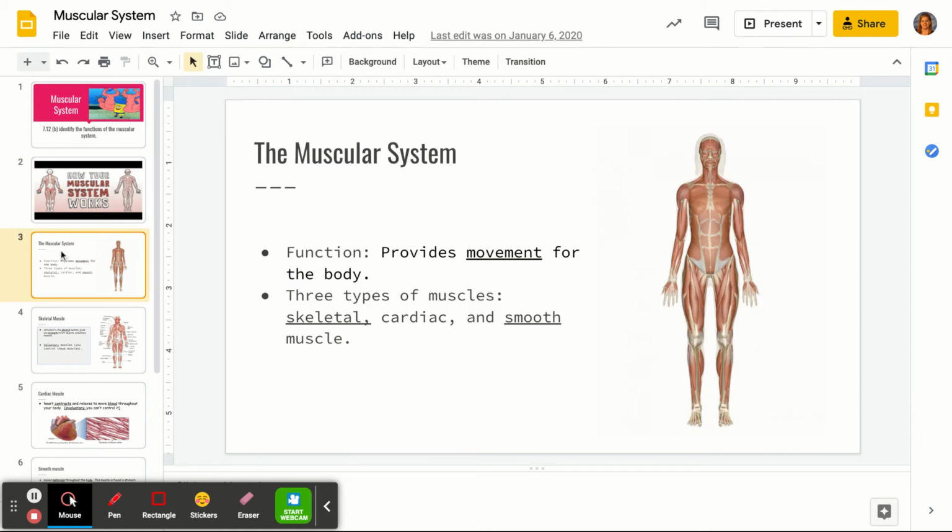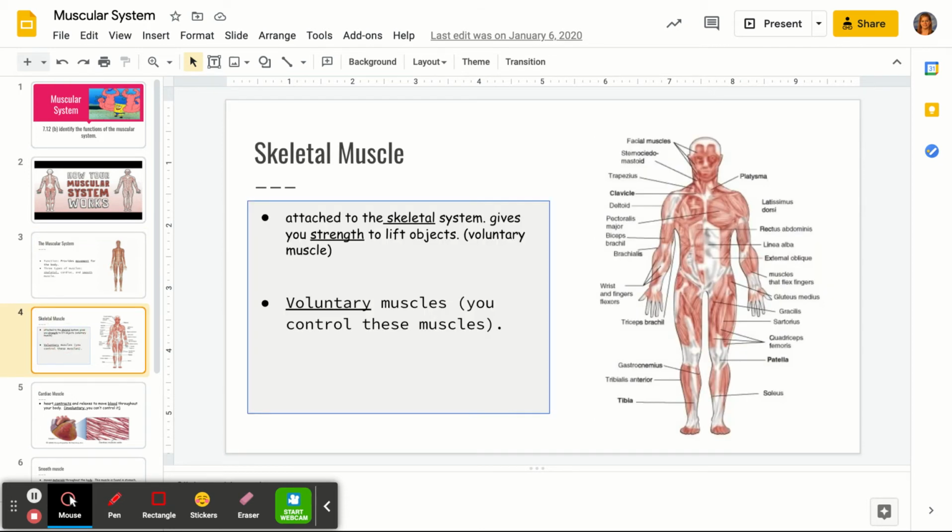Okay, so we learned how the muscular system works. Now let's talk about the function and the types of muscles. The function of the muscular system is that it provides movement for your body. There are 3 types of muscles: the skeletal, the cardiac, and the smooth muscle. So we're going to break down these 3 types.